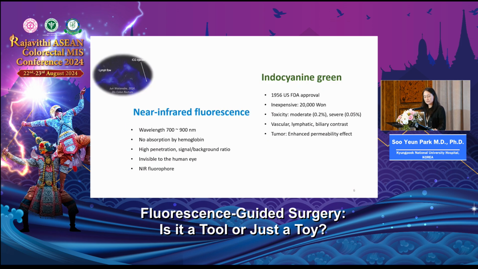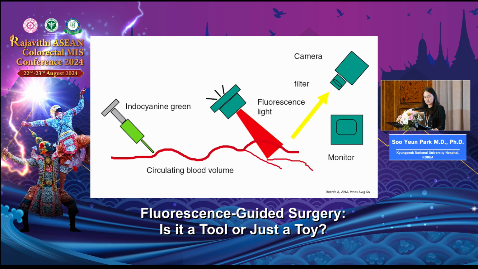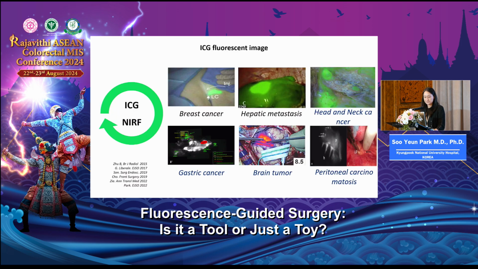As you know, in ICG imaging, the fluorophore and NIR light are the important factors. So this image shows how ICG imaging can show the organs inside of our body. ICG fluorescence imaging is currently used in various operations for solid organs, breast cancer, hepatic surgery, head and neck, as well as colorectal surgery.